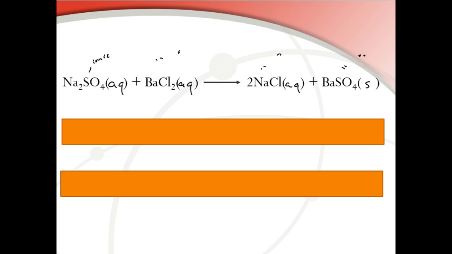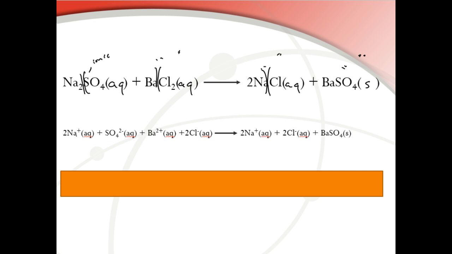So now what we're going to do is break each of these up into its cations and anions, into its actual ionic species, except for our solid. That's going to stay together. So we do that, and here's what we get. There's a couple of things that I want to point out. One is that we had two sodiums, but when it breaks apart, it becomes two individual sodium ions. So this 2 gets moved to the front. And the same thing here. So we've got 2 sodiums and 2 chlorines. Now, this is the total ionic equation.